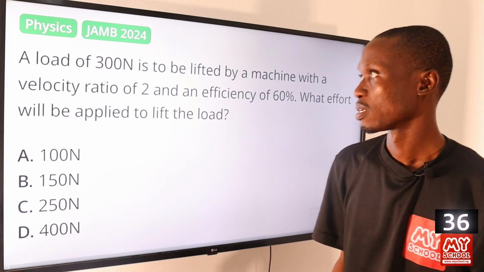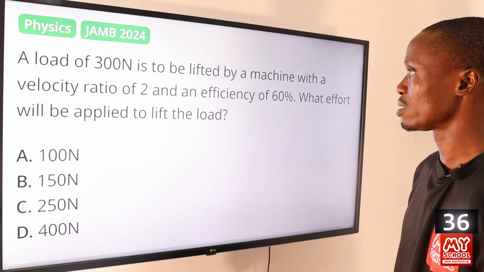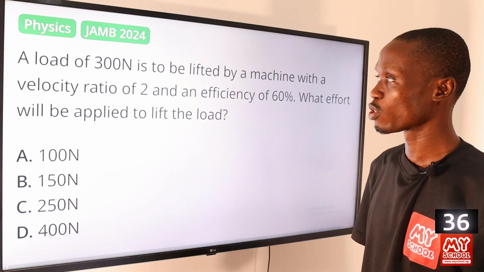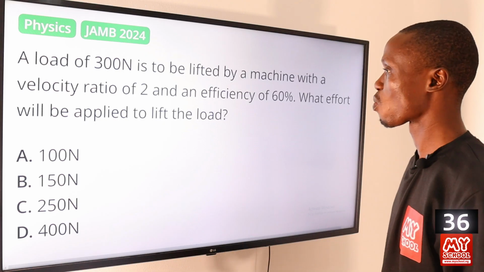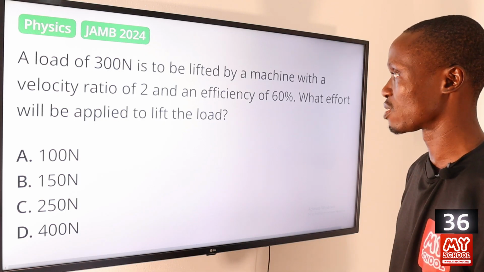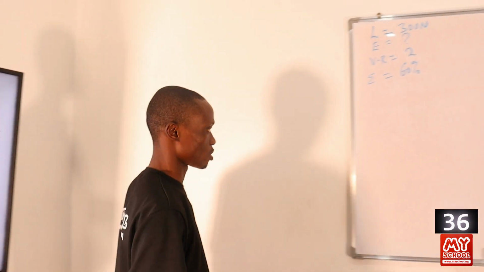Question 36. A load of 300 Newton is to be lifted by a machine with a velocity ratio of 2 and an efficiency of 60%. What effort will be applied to lift the load? So let's return back to the board to provide the answer to this question.